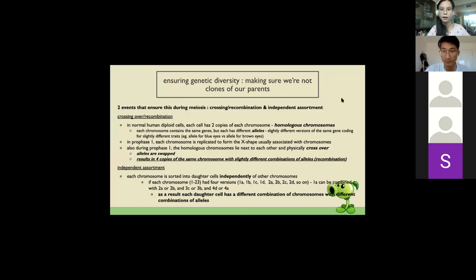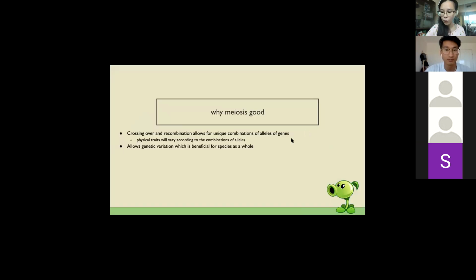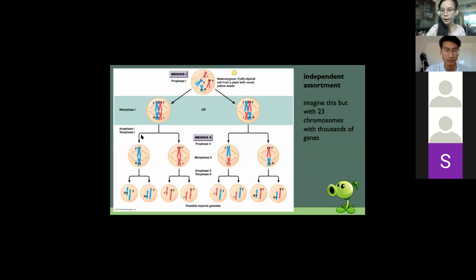There's some stuff here about ensuring genetic diversity. So crossing over and recombination is one way to ensure that. And there's also independent assortment, which is basically how different combinations of alleles and genes can be sorted into each daughter cell.